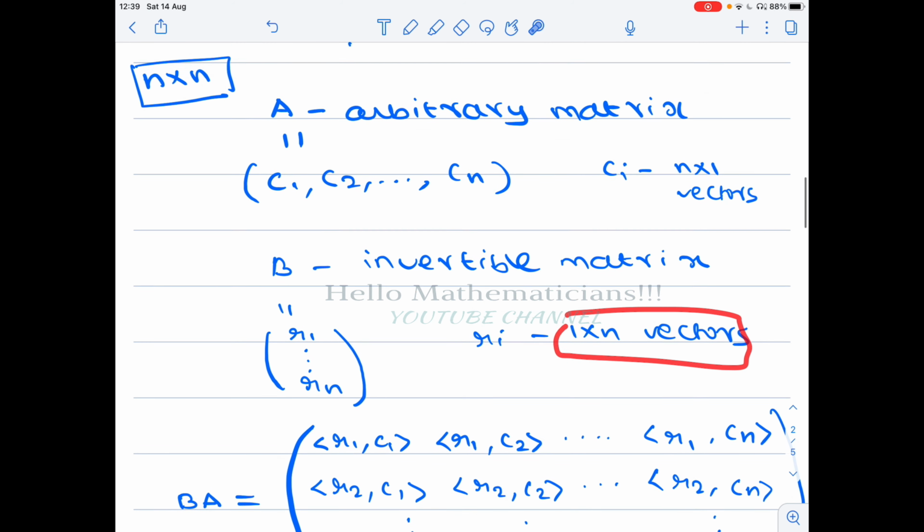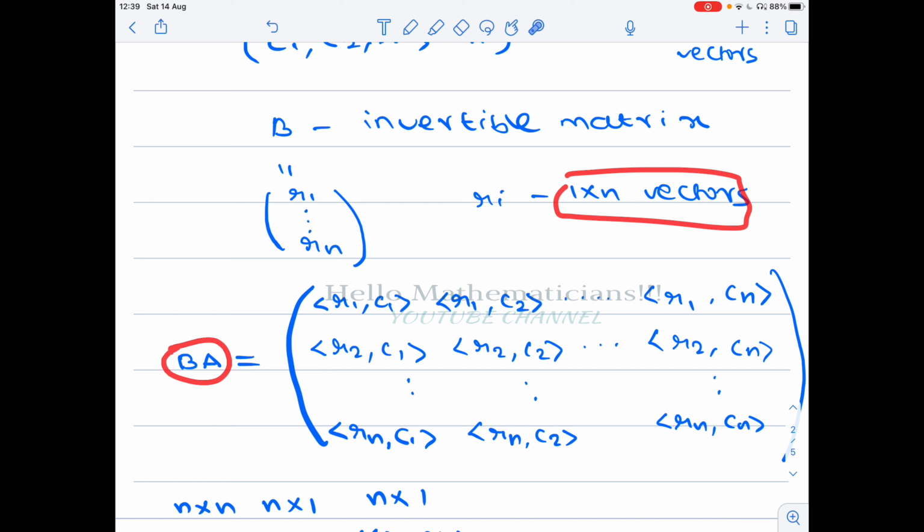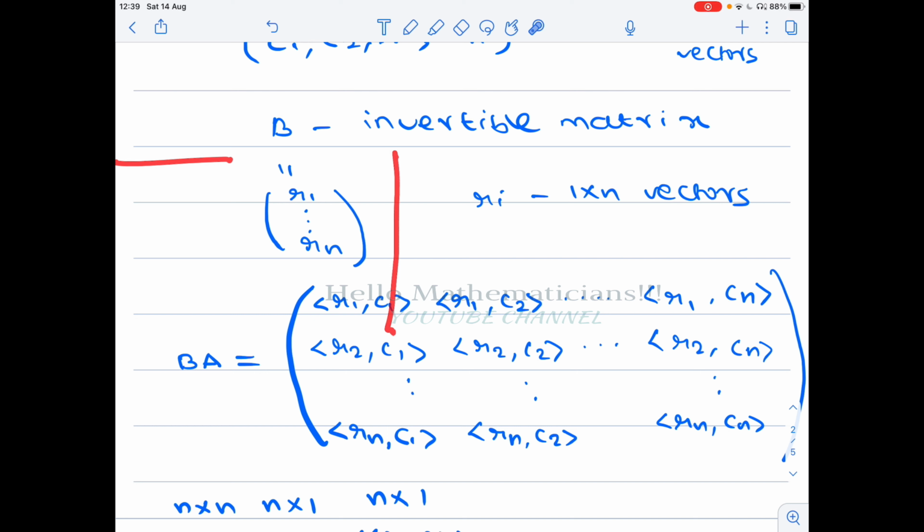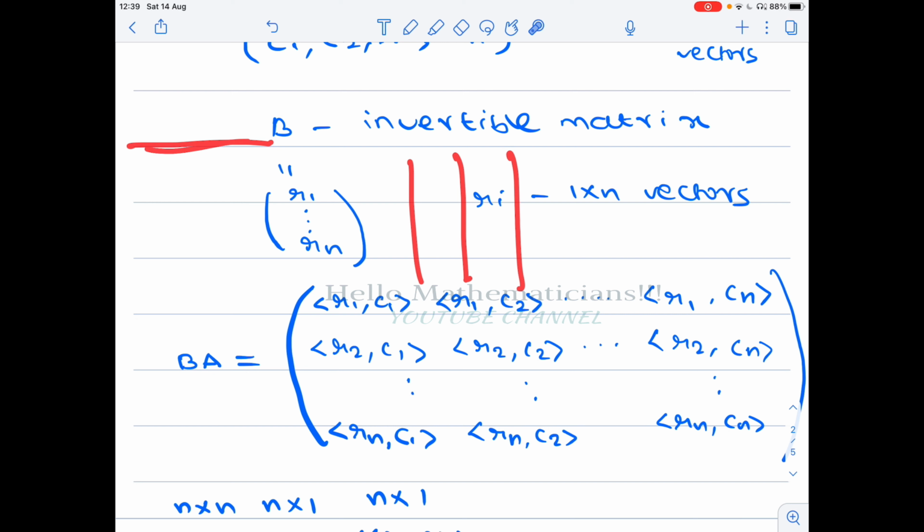Now I want to multiply the matrix B times A. How do I multiply two matrices? I take the first row and multiply it with the first column. Note that that is the same as taking the inner product of this row vector with the first column, which I denote by the inner product of R1 and C1. Maybe we need to put a transpose here, but that is fine. The concept is clear. Similarly, for the next entry, we take the first row and multiply it with the second column, then the first row with the third column, then the first row with the fourth column, and so on.